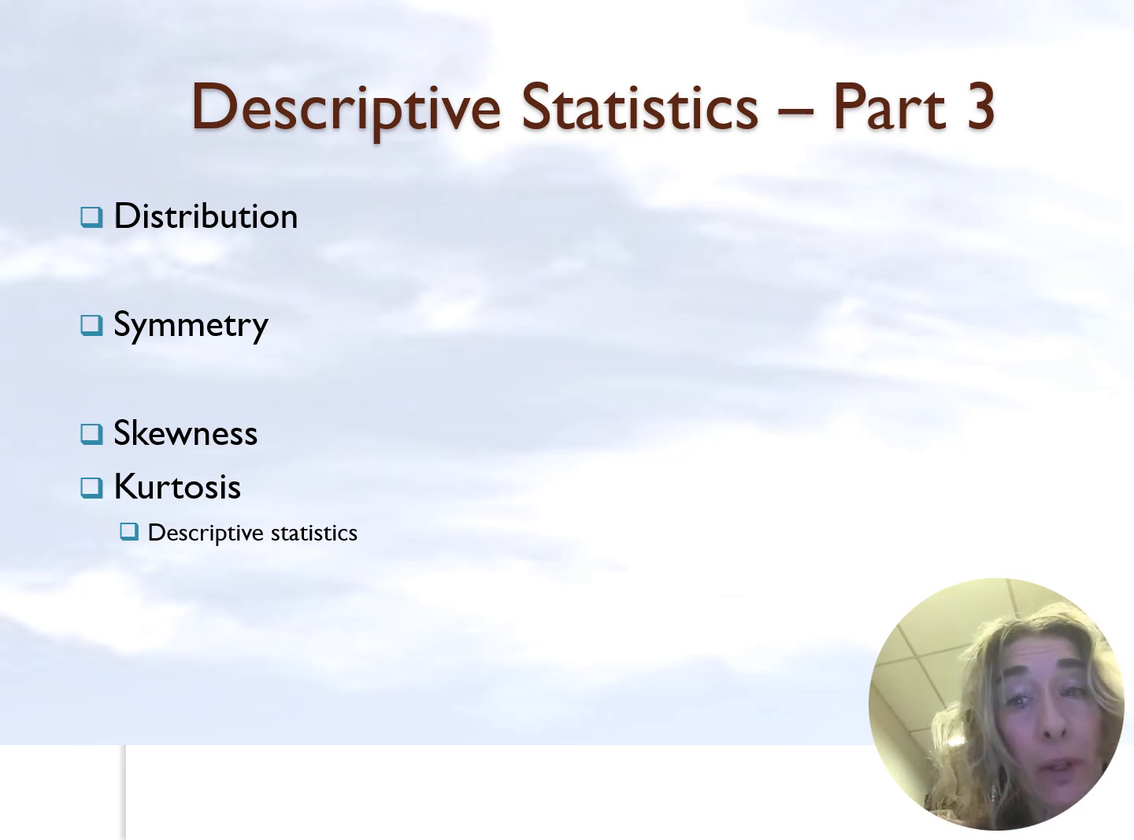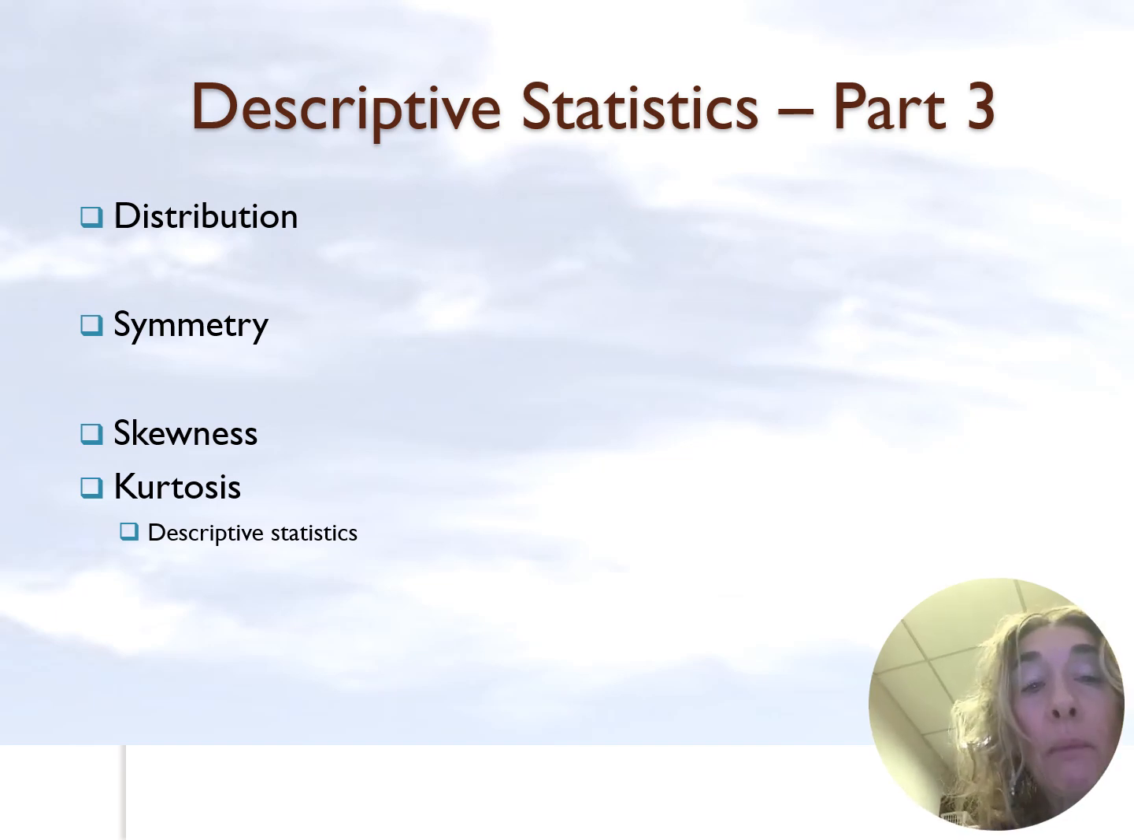In this part 3 video, our agenda items are defining what is a data distribution. We then move on to the concept of symmetry or a symmetric distribution. And then we talk about the concepts of skewness and kurtosis, both of which are descriptive statistics which describe or measure the shape of a distribution.